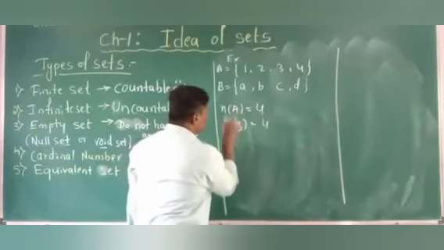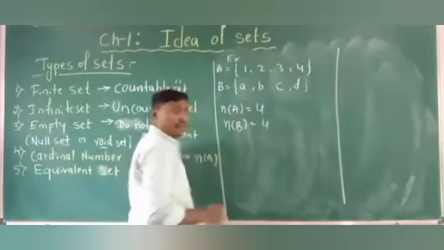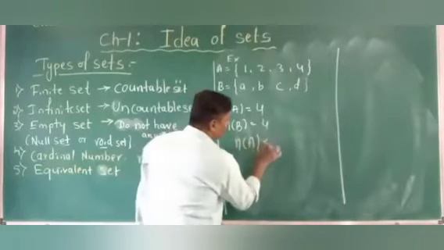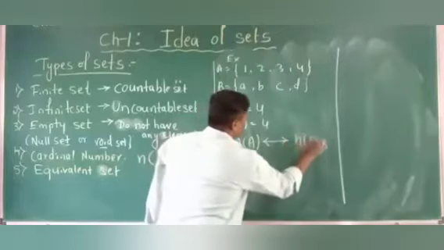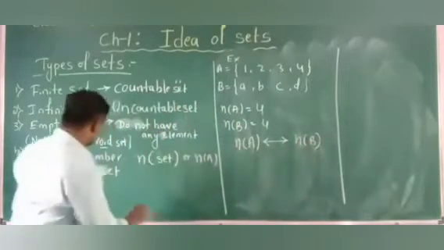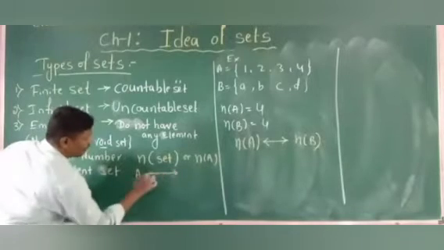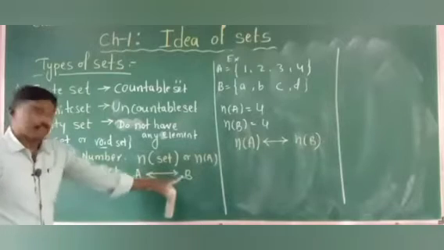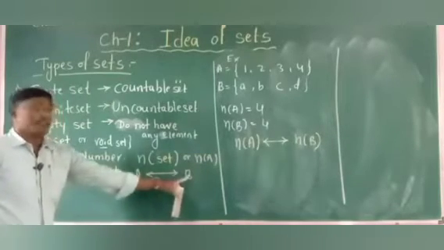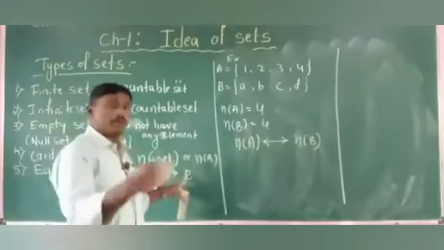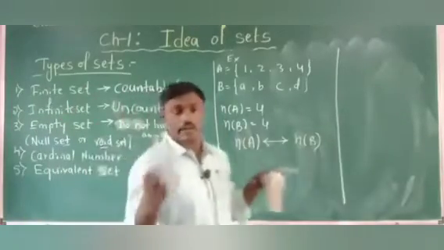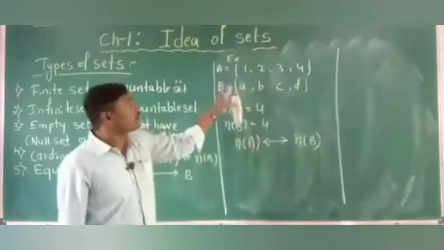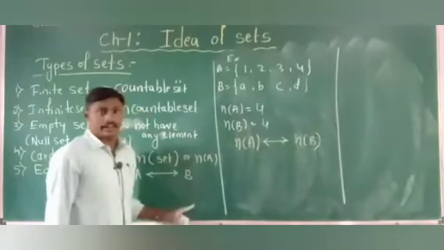So these two sets are called as the equivalent set, and these equivalent sets are represented with the symbol n(A) is equivalent to n(B). Set A is equivalent to set B. Here you can take any letters. Set M is equivalent to set N, set X is equivalent to set Y. So if any two sets having equal number of elements, then that two sets are called as an equivalent set.